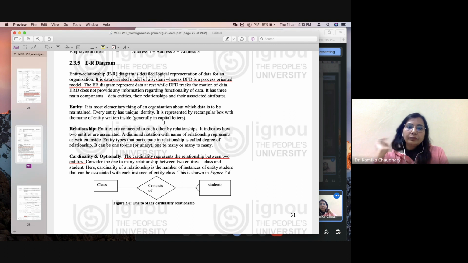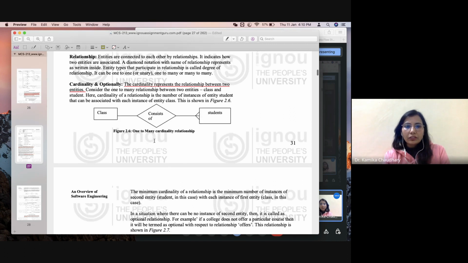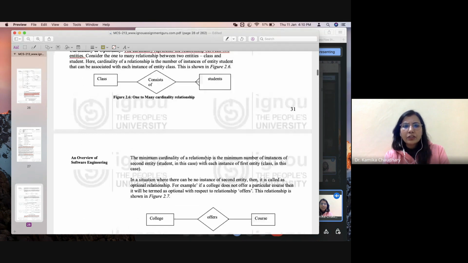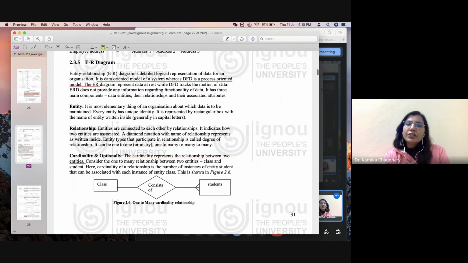Then we have cardinalities. Okay, we'll just study about them. We have studied about the entity, we have studied about the relationship. Now we will study about the cardinality and the optionality. What is cardinality? The cardinality represents the relationship between two entities. I've just discussed this with you, that it shows the relationship, and we have given a specific term to that, which is cardinality.